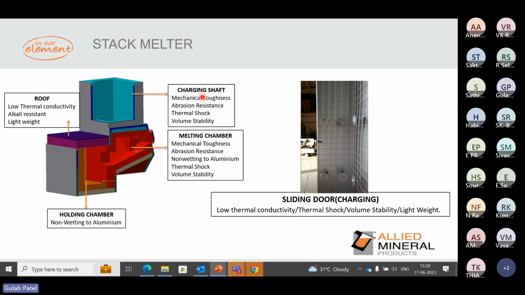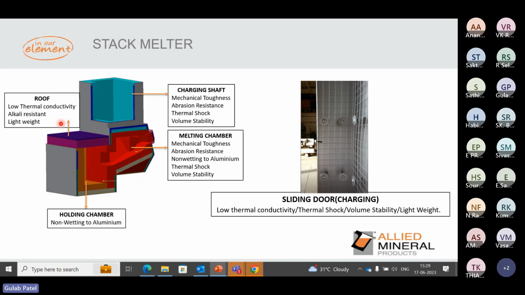So you can see the difference between the charging shaft and the melting chamber, and what exactly you require as a hot face lining system. Then coming to the holding chamber, the major and most important thing is non-wetting. There are a lot of things we discussed for the charging shaft and melting chamber, but non-wetting is the package that matters here. So you can see the complete system has different environmental conditions, and each has different requirements.